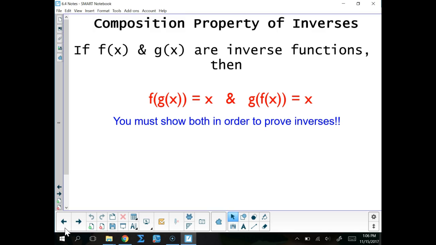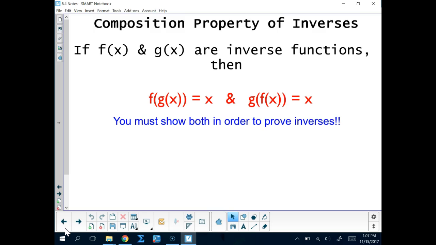Today, we're going to take that a step further. We're still going to find some inverses, but if you truly want to prove that 2 functions are truly inverses, you have to use the composition property of inverses. And you have to show both.